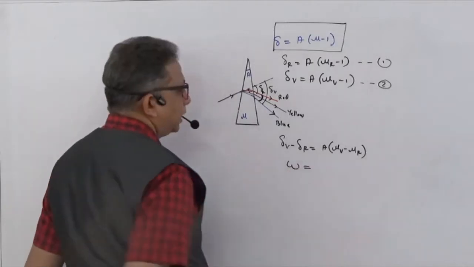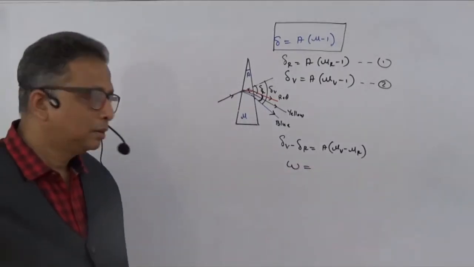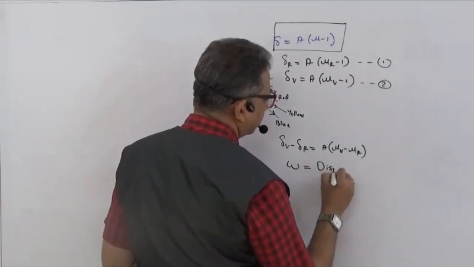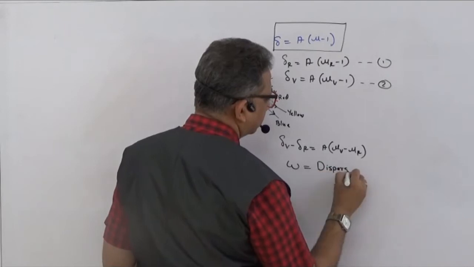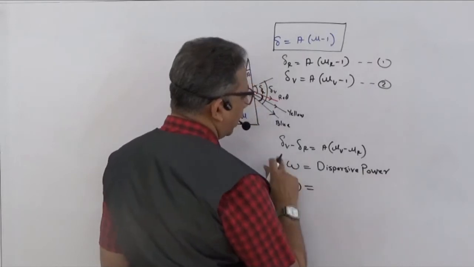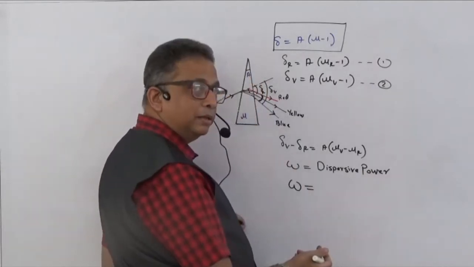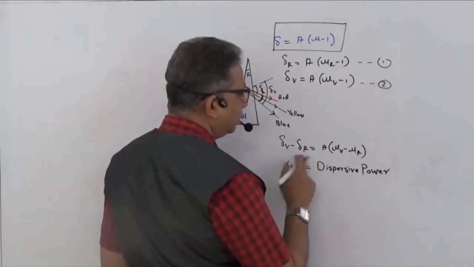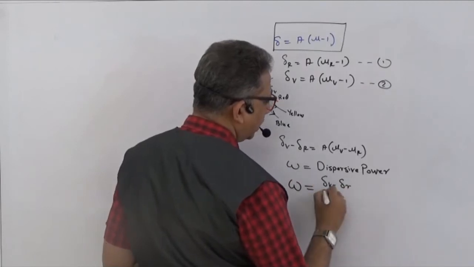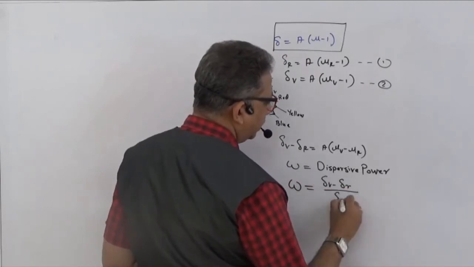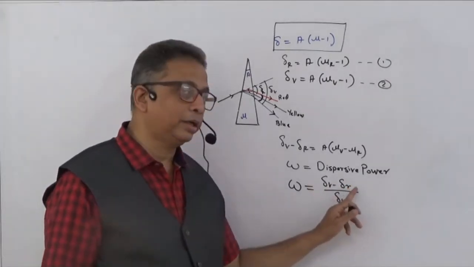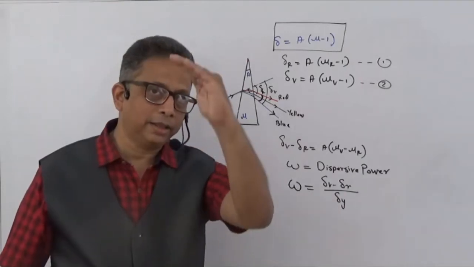Now there is a measure, a unit quantity known as omega, which gives you the dispersive power. This is called dispersive power, and it is given as angular dispersion upon the mean deviation. So the angular dispersion is dV minus dR, upon d. We take yellow as our mean deviation. The deviation of yellow is the mean as compared to violet and red. You can see yellow is exactly in the center of this.